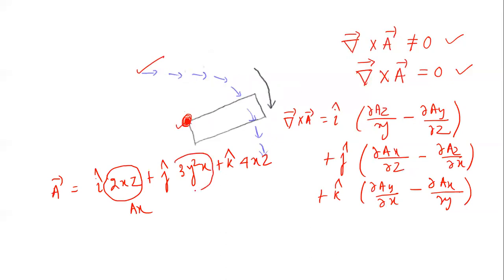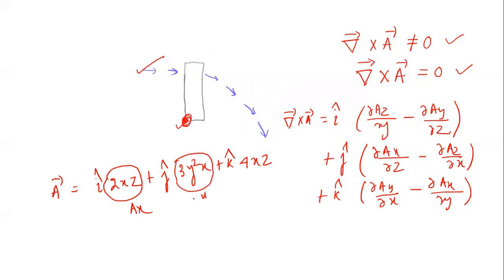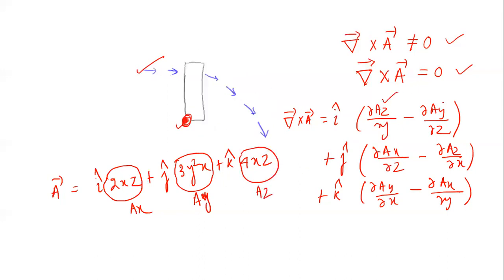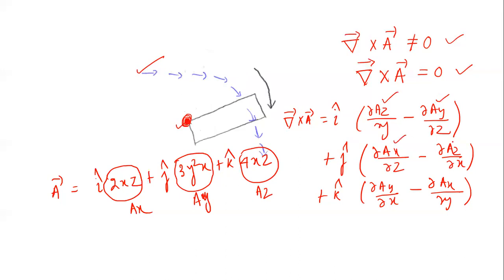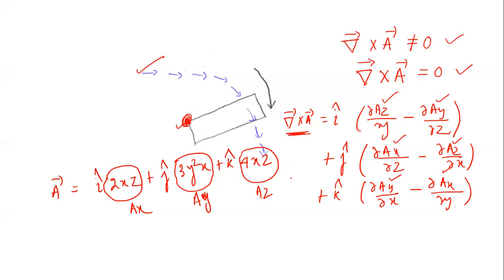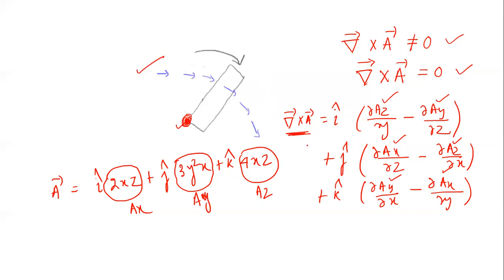This value will be your y component, and this value will be your az component. Then you substitute over here, in this place, and then you see whether the curl exists or not. If the curl exists, then there will be a rotational effect of the vector field. If the curl doesn't exist, there will be no rotational effect.